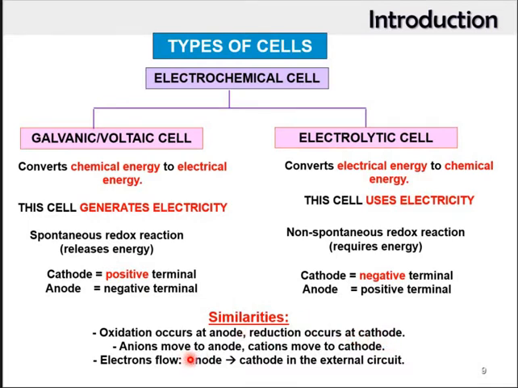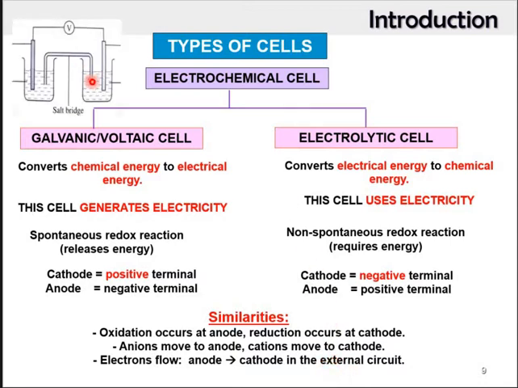And then anion will move to anode and cation will move to cathode. And then what about electron flows? Okay, electrons flow from anode to cathode in the external circuit. Okay, so the diagram for galvanic is like that. For galvanic cell, we have two solution, and electrode here immersed in each solution.